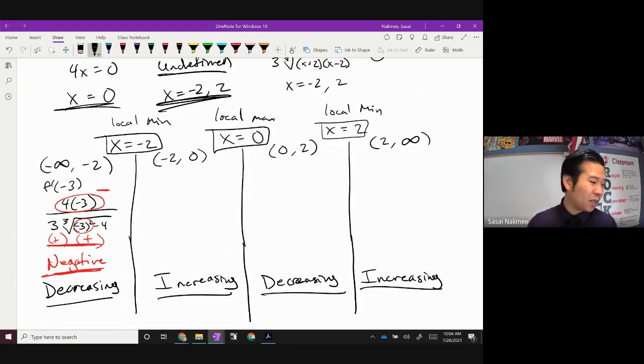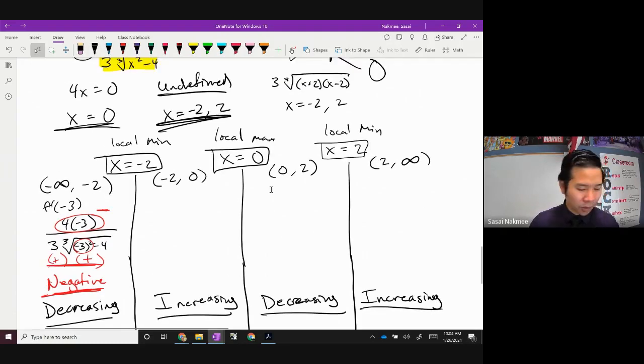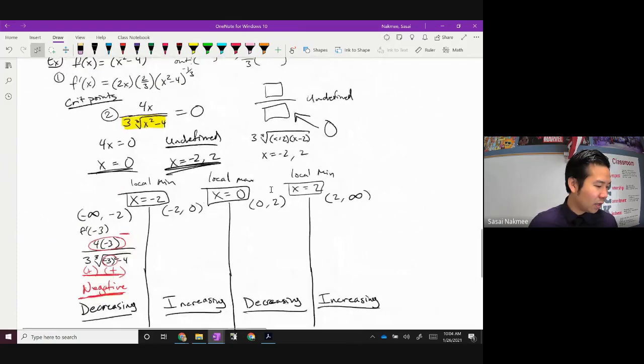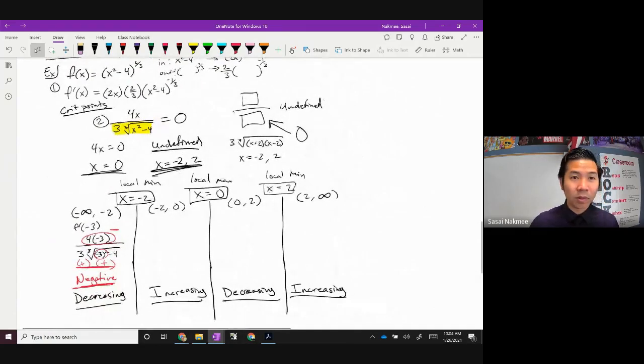And when you finish a problem like this, for your homework's sake, you can always plug it into Desmos and see if that is correct. So I'm going to go do that real quick. Let's go plug it into Desmos real quick over here and just see what we get. I'm going to plug this function in like so. X squared minus 4. Of course, all this being raised to a power of 2 over 3.